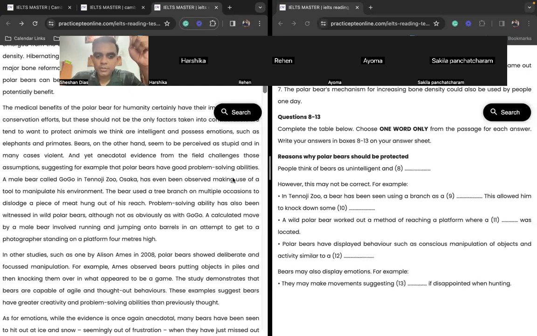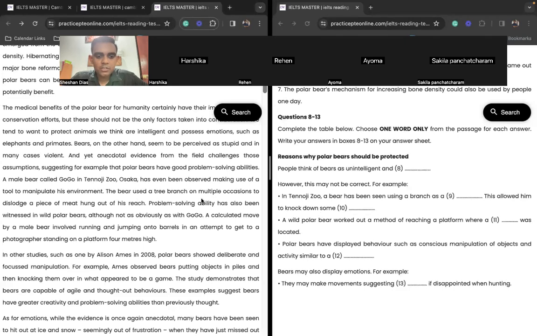So the bear was observed using a tool. What was that tool? That tool was the tree branch. Therefore, in Tennoji Zoo, a bear has been seen using a branch as a tool. Tool has to be your answer here. Is that clear? This allowed him to knock down some blank. Okay, now we're just continuing this sentence, right? This allowed him to knock down some blank.